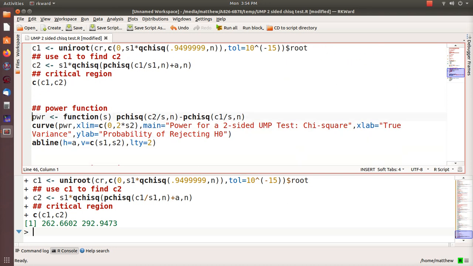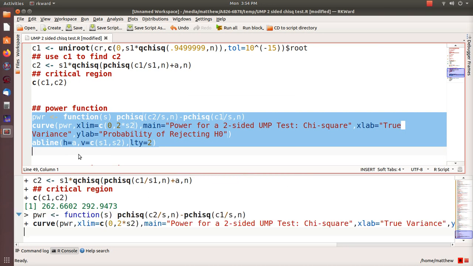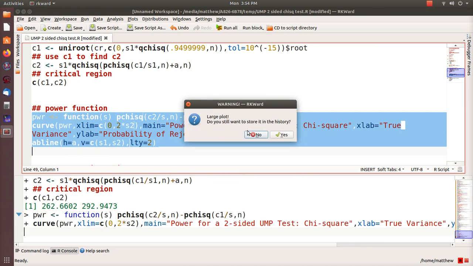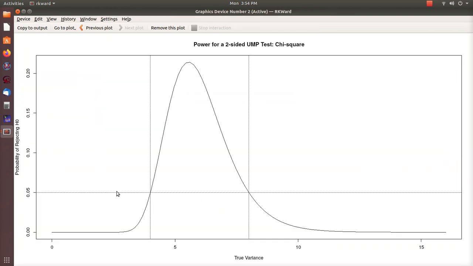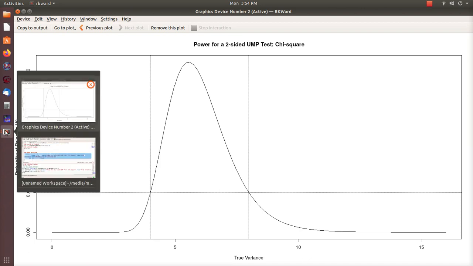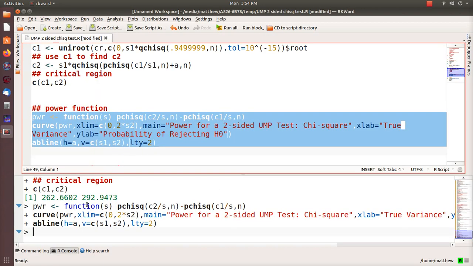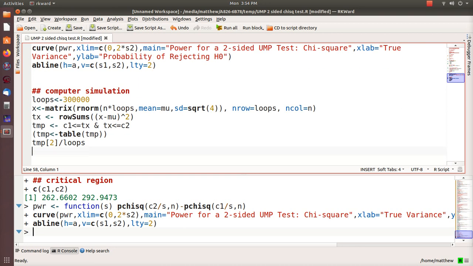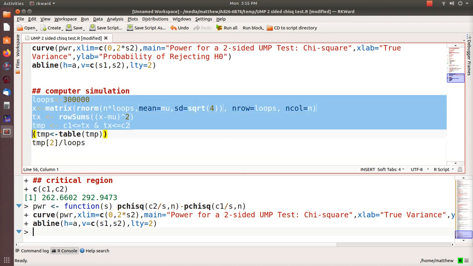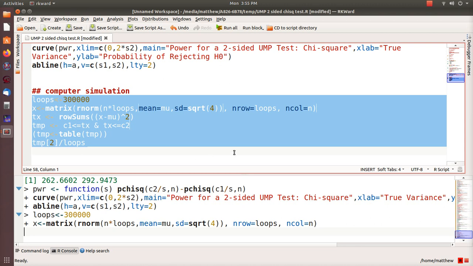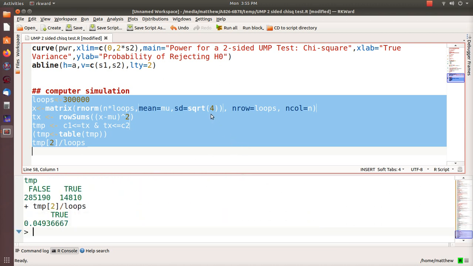If we were to do a power curve for this example, it would look like this. This is the power curve. And if we were to do simulations, it would also come up with consistent results. Notice that we changed the boundary point to a variance of 4, and we got 0.05, rounding. So it's all accurate.